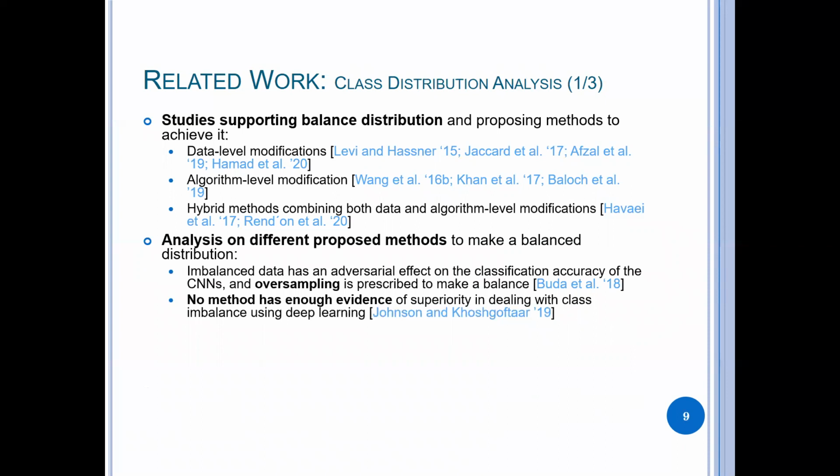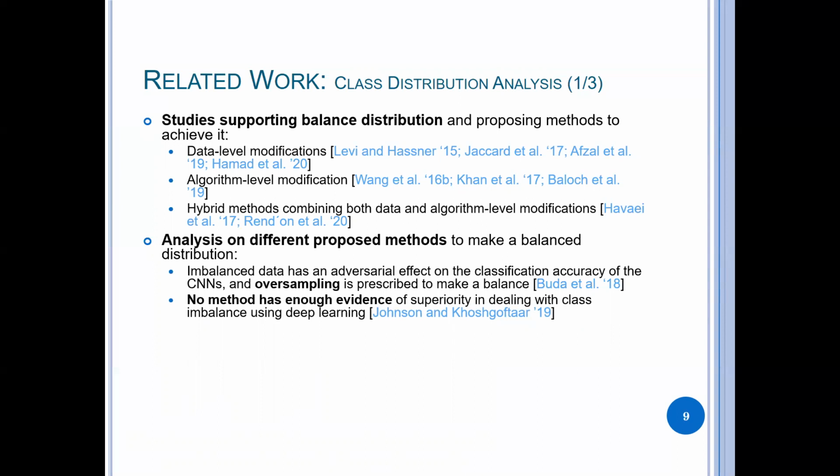There are some comparative studies among different methods of making balanced data distribution. For example, Buda et al. support oversampling, while another study claims that there is no evidence that a particular method is superior over others. All these studies consider imbalanced distribution as disadvantageous for classification and propose a method to make the data distribution balanced. However, the comparative studies among different distributions are very few, and they are done on toy datasets.